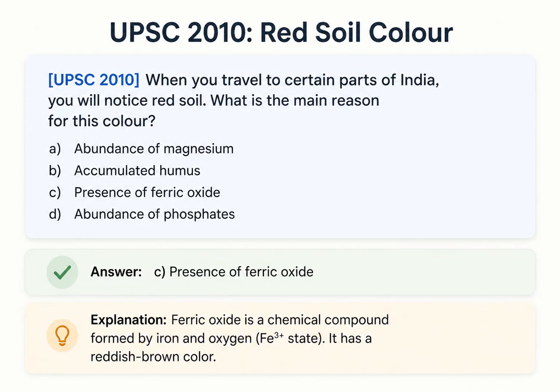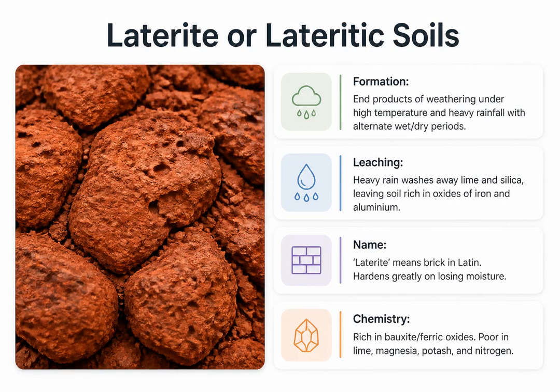This brings us to a 2010 UPSC question, which asked, when you travel to certain parts of India, you will notice red soil. What is the main reason for this color? The correct answer is the presence of ferric oxide. Ferric oxide is a chemical compound formed by iron in its trivalent state and oxygen. It has a distinct reddish-brown color, and its wide diffusion through the soil profile is what gives red soil its characteristic appearance. Now, let's discuss laterite soils.